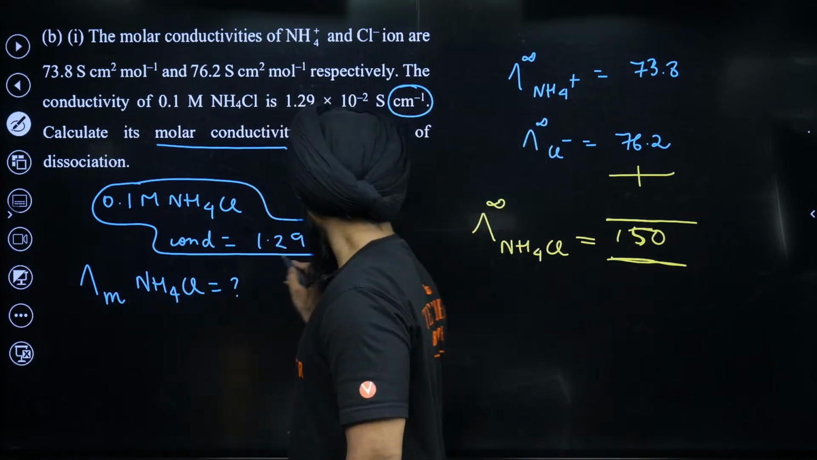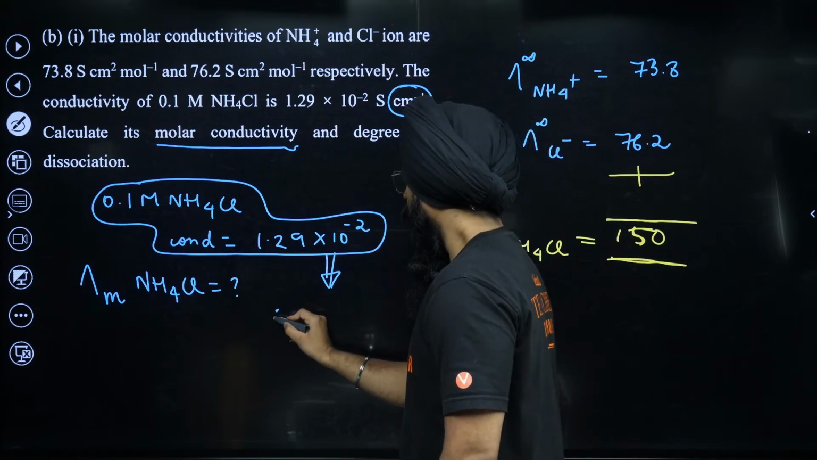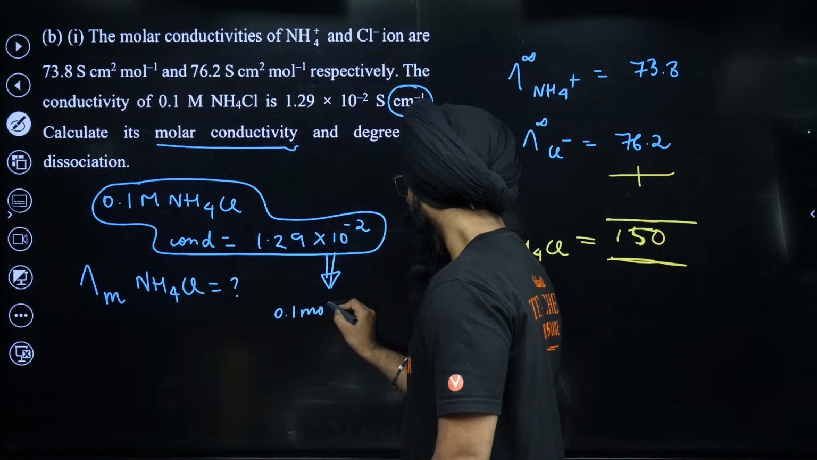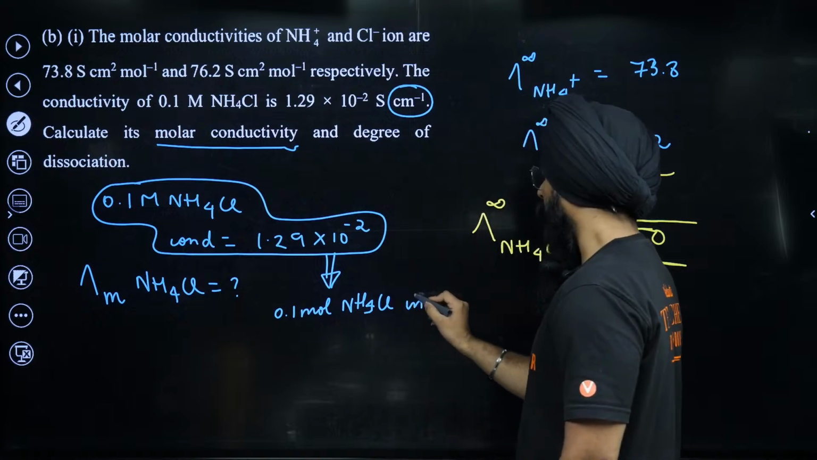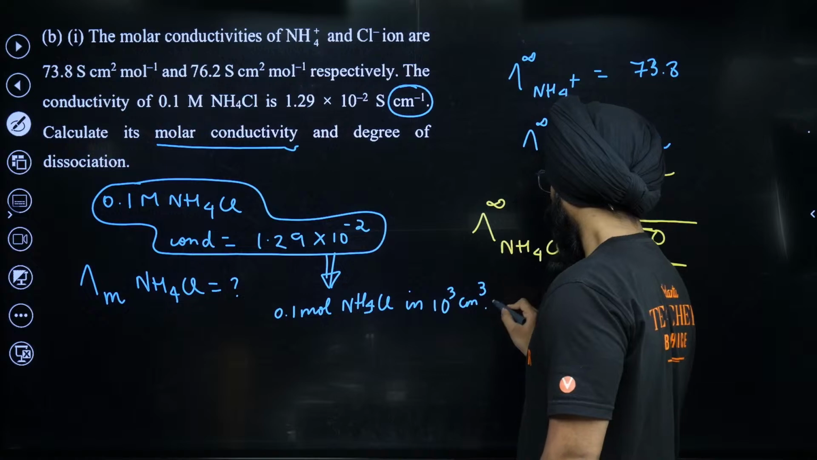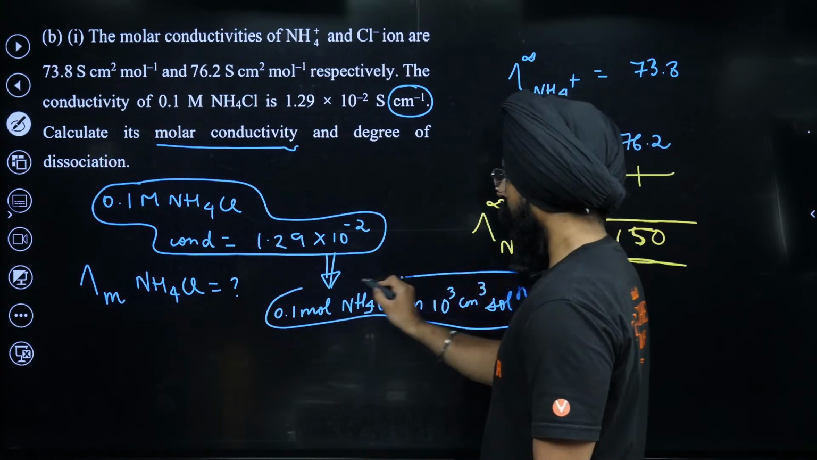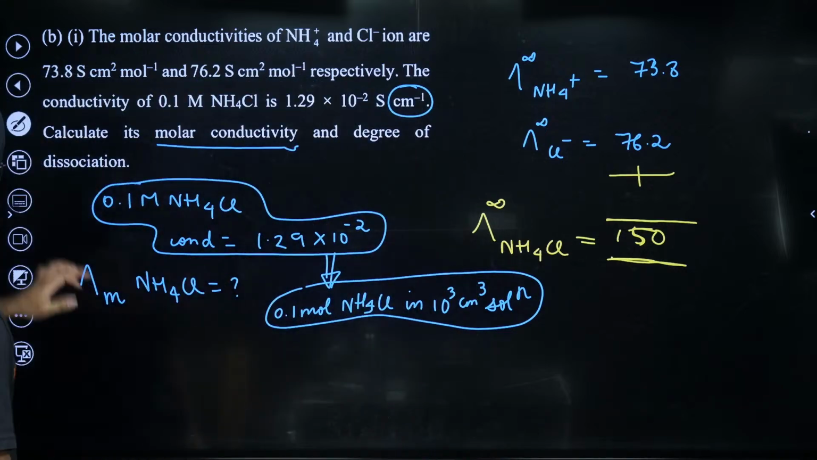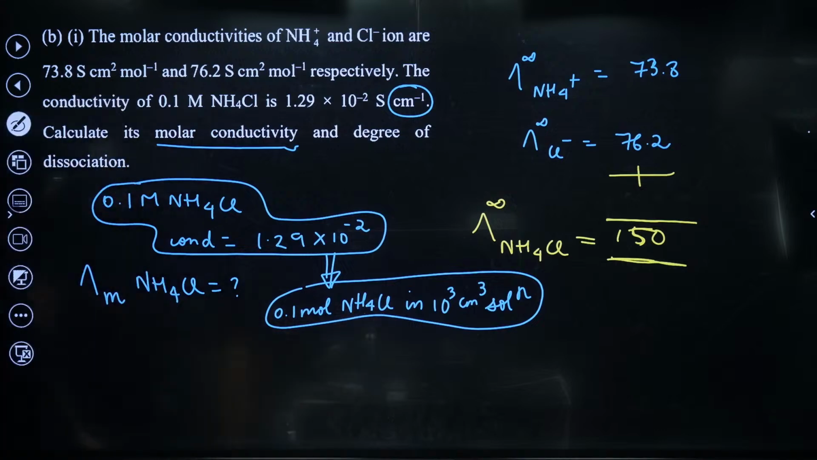But this basically says that 0.1 mole of NH4Cl is present in 10 to the power 3 centimeter cube of solution. This is what the statement for molarity means, right? Do you understand?